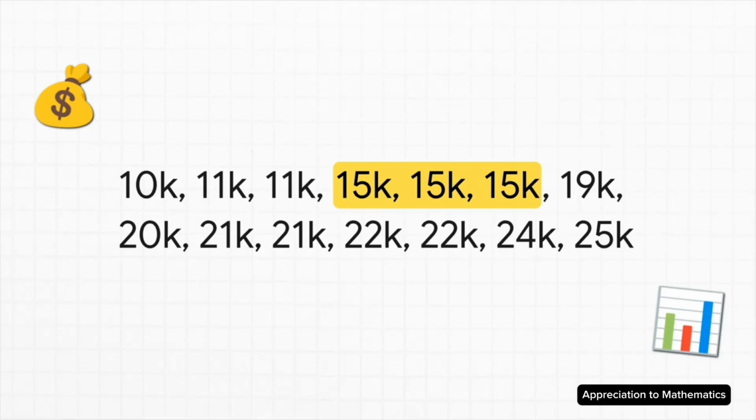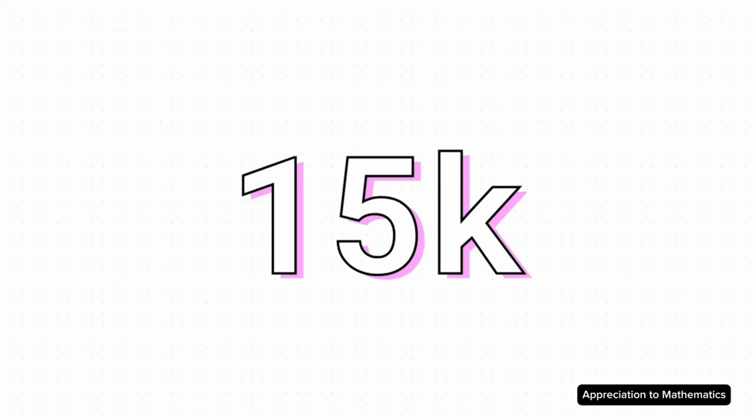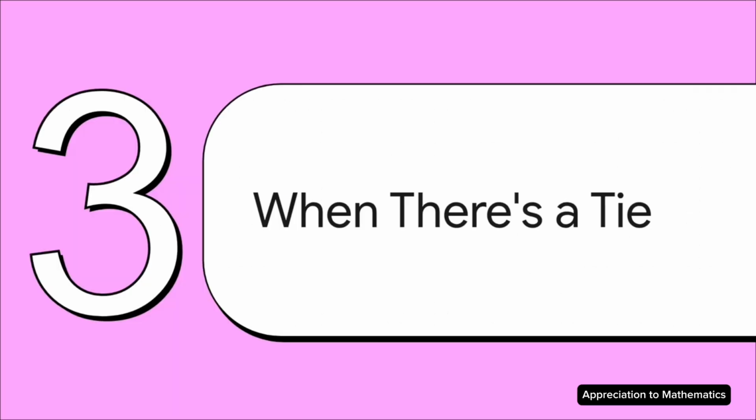Okay, so here's a list of monthly salaries. To find the mode, all we have to do is just scan the list, right? We're just looking for the number that pops up the most. We see 11K a couple of times, 21K, 22K, but there's one number that shows up even more than that. And boom, there it is, 15K. It appears 3 times, which is more than any other salary on the list. So, for this particular set of data, 15K is our mode. See? Easy as that.